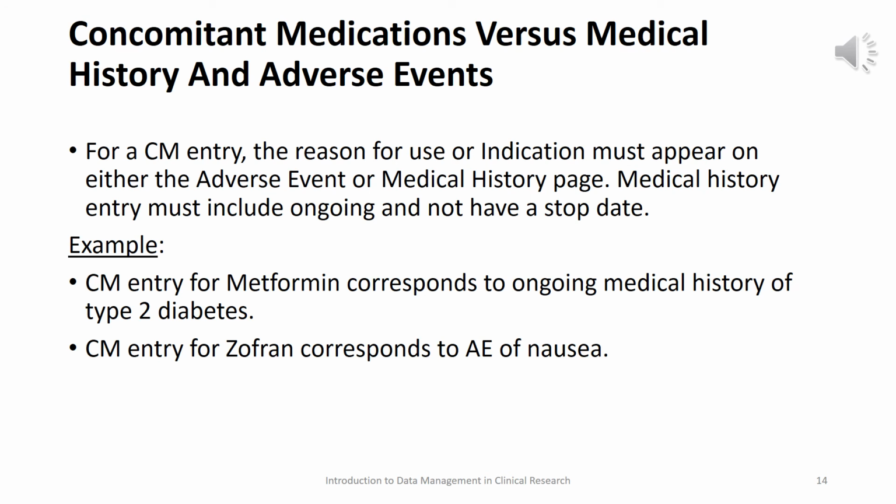An example of this would be we have a concomitant medication entry for metformin, which corresponds to an ongoing medical history item of type 2 diabetes. Another example might be a concomitant medication entry for Zofran, which corresponds to an adverse event of nausea. So anytime we enter a ConMed, we've got to have a corresponding entry on either our medical history or our adverse events page.